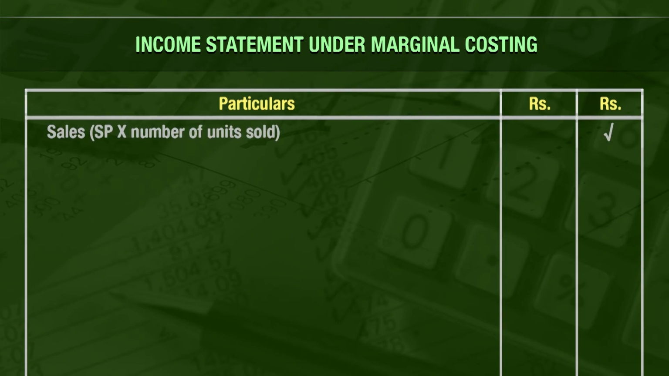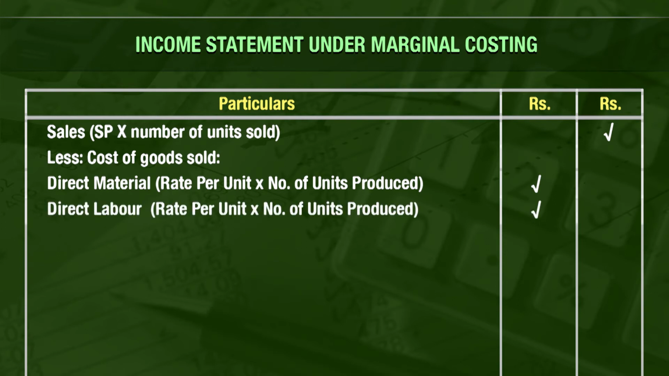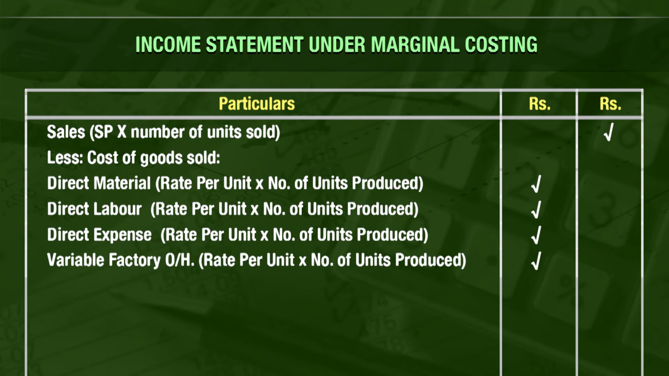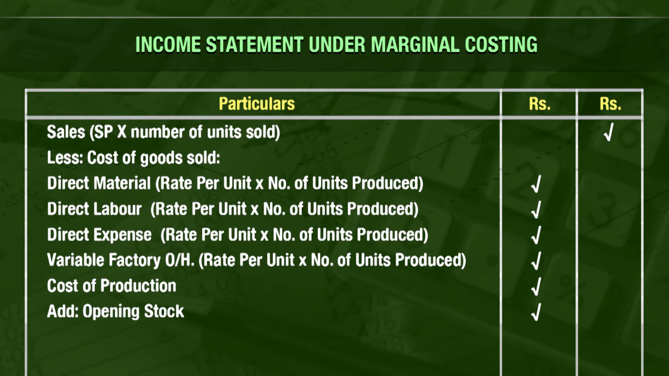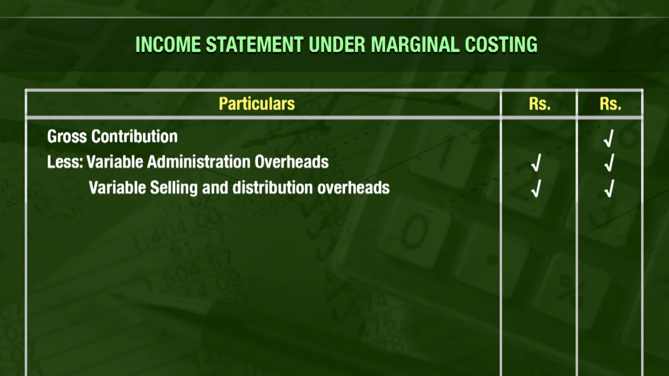Particulars, rupees. Sales: selling price multiplied by number of units sold, less cost of goods sold. Components are as follows: direct material rate per unit multiplied by number of units produced, direct labor rate per unit multiplied by number of units produced, direct expenses rate per unit multiplied by number of units produced, variable overheads rate per unit multiplied by number of units produced. Finally, we will get the cost of production. Here, if you have any, value of opening stock will be added and the value of closing stock will be deducted. This total figure will be deducted from the sales value to arrive at gross contribution. From gross contribution, we have to deduct the remaining two variable overheads, that is variable administration overheads and variable selling and distribution overheads.